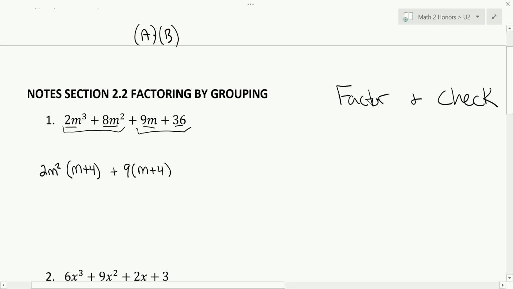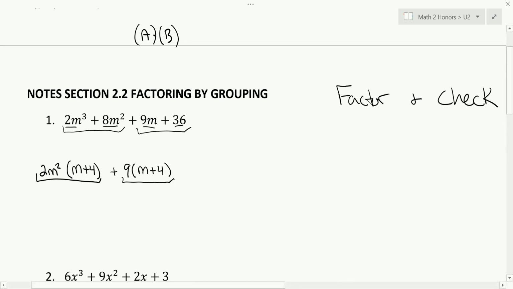This is not factored, but we've changed the way it looks, hoping that now we can factor something out of everything. So we went from 4 terms down to 2 terms. And if you look at those 2 terms, do you see a common factor now? They both have the m plus 4. And this is why I gave you number 18 and 19 on your homework, to start to look for these kinds of factors.